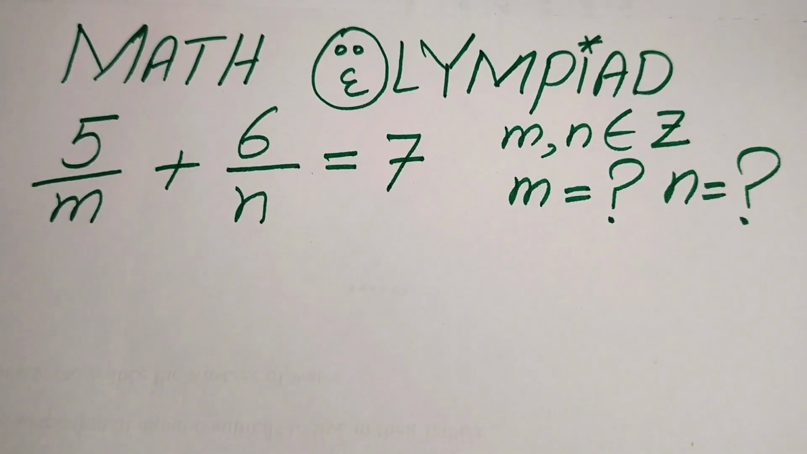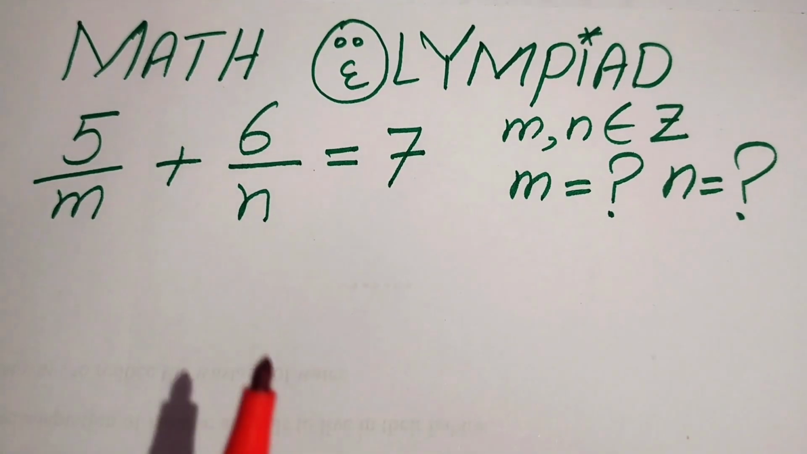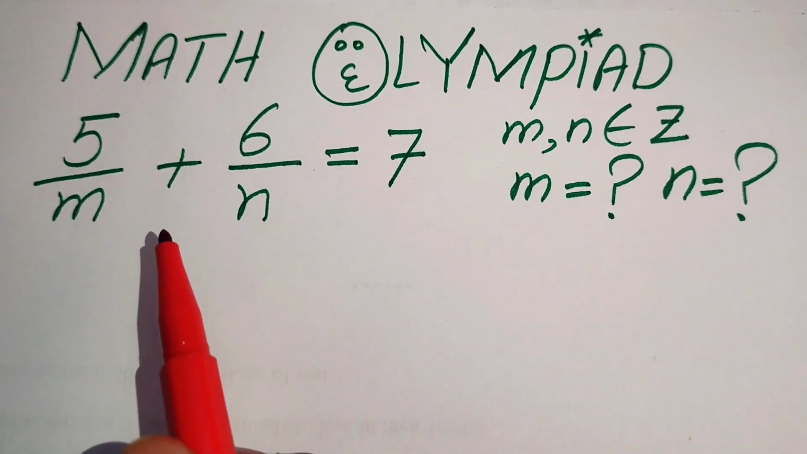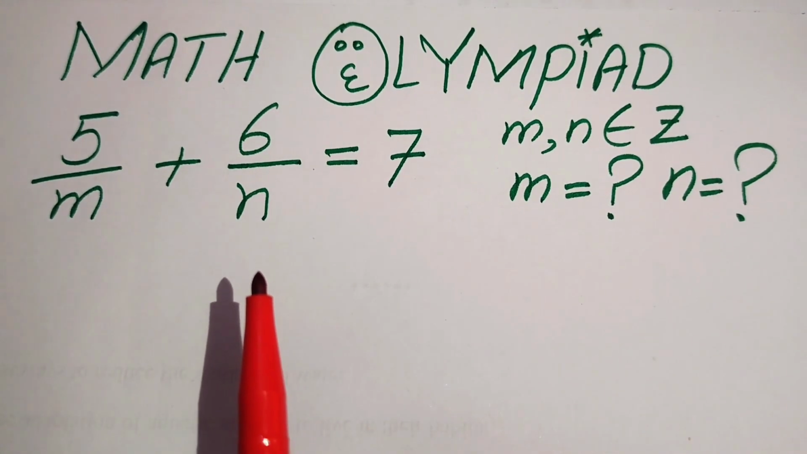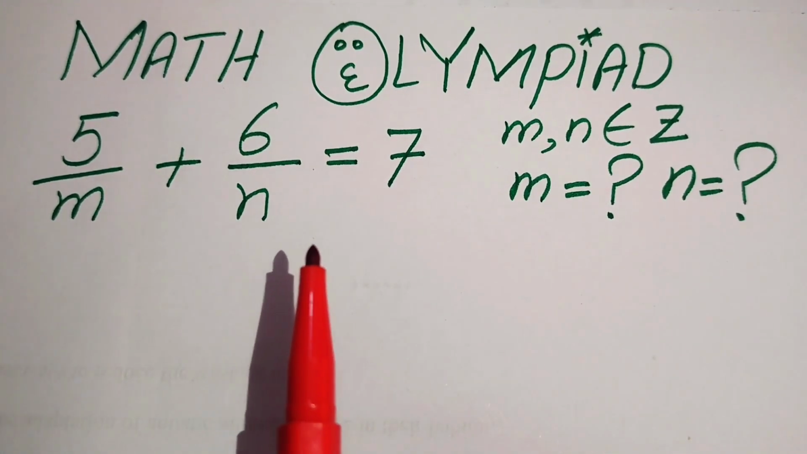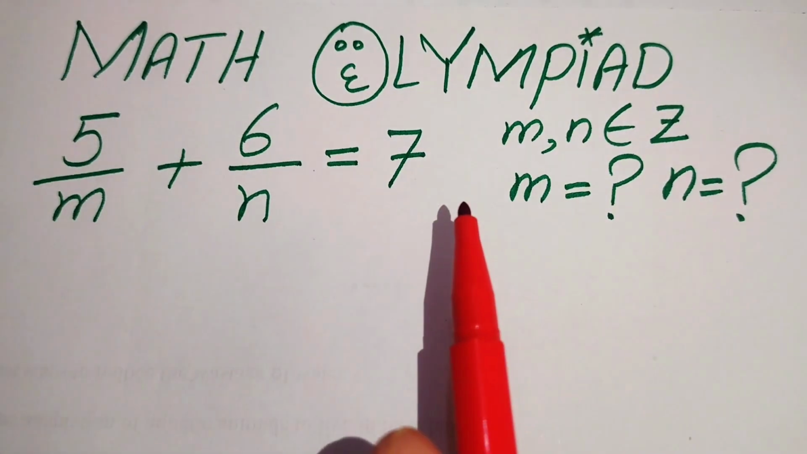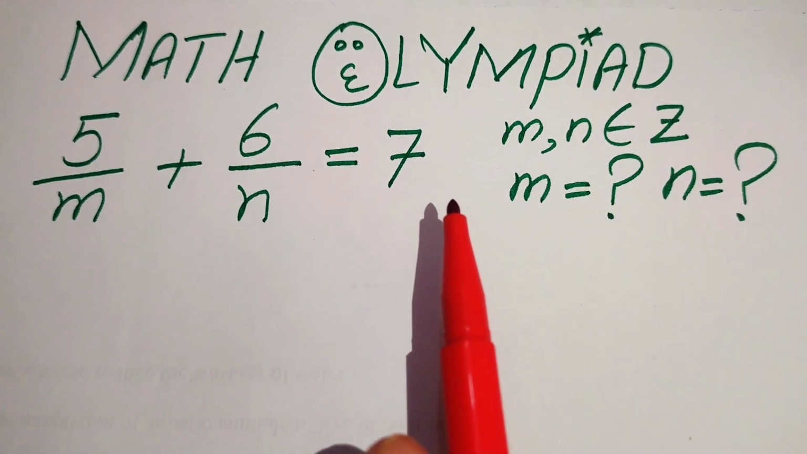Hello everyone, welcome to solve this math Olympiad algebra problem. Here we have 5 over m plus 6 over n equals 7, and we solve this problem for the values of m and n, where m and n must be integers.